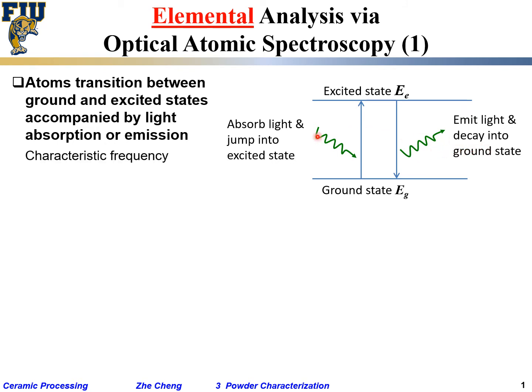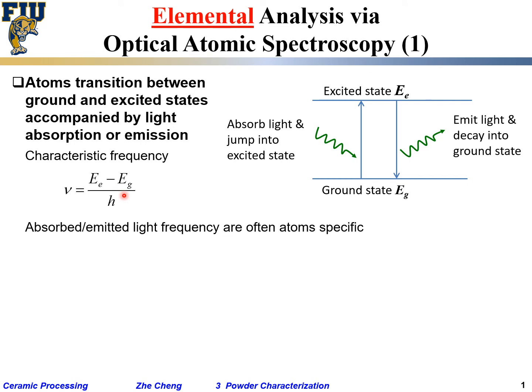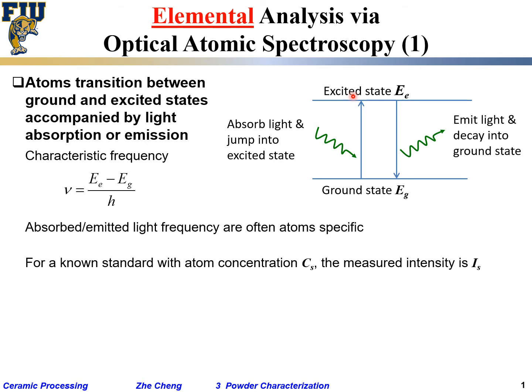In this process, the so-called characteristic frequency satisfies this relationship: h nu, for the frequency of the light, the photon energy, equals the energy gap between the ground state and the excited state. Absorbed or emitted light frequency is quite often atom specific. Different atoms, depending on their different ground states and excited states, have different characteristic light frequencies.